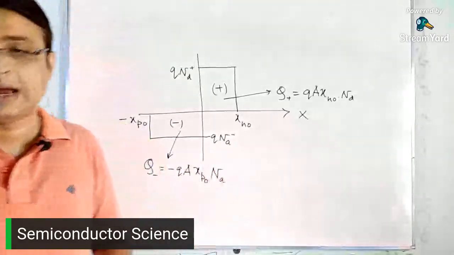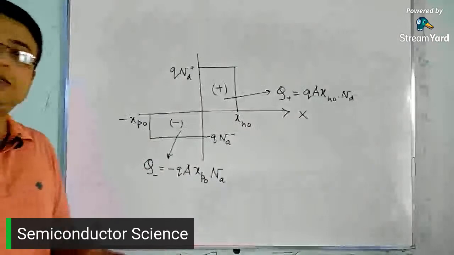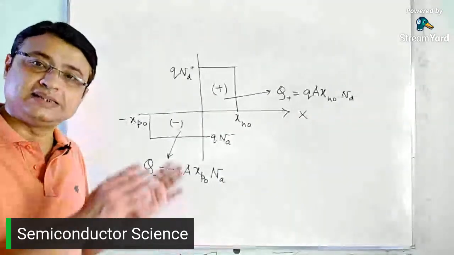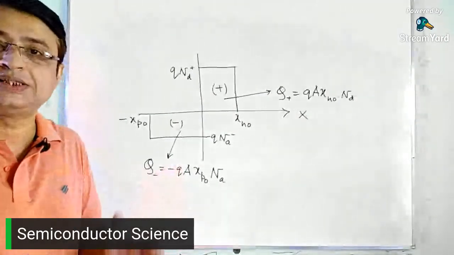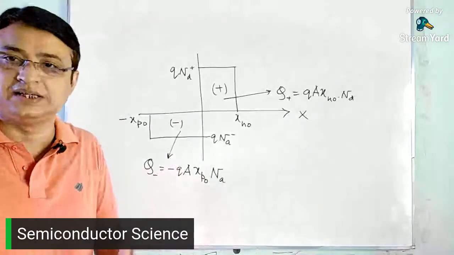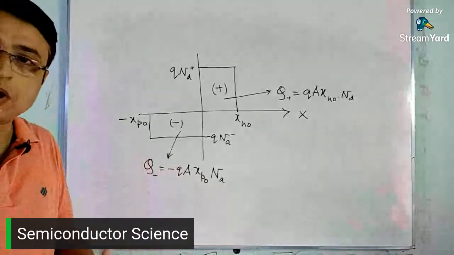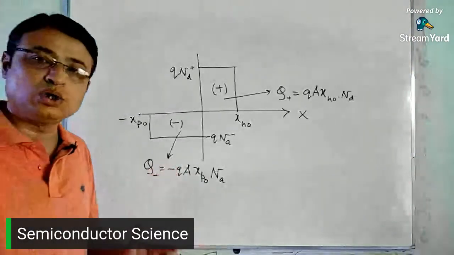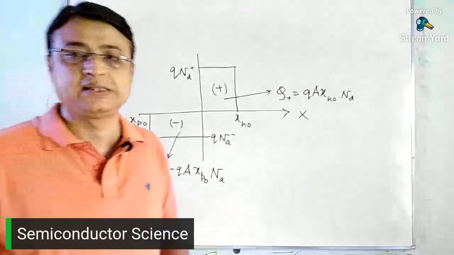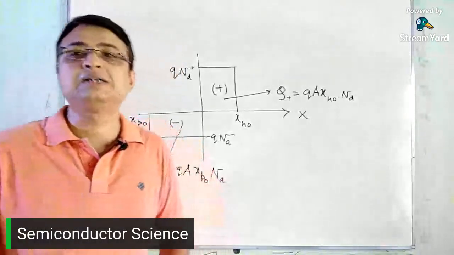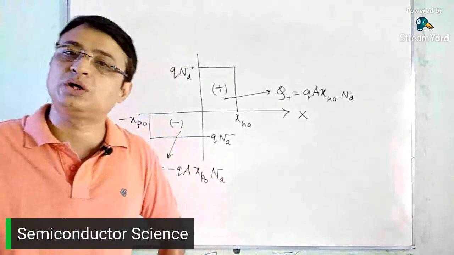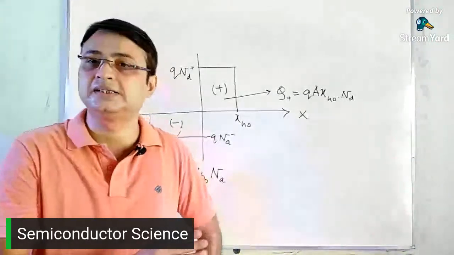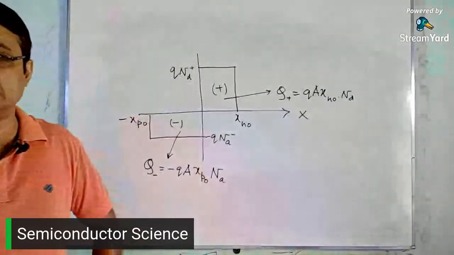Now why does this happen? This happens because in this depletion layer, or space charge region, the assumption must hold that the total number of positive charges, Q plus, must be equal to the total number of negative charges, capital Q minus.